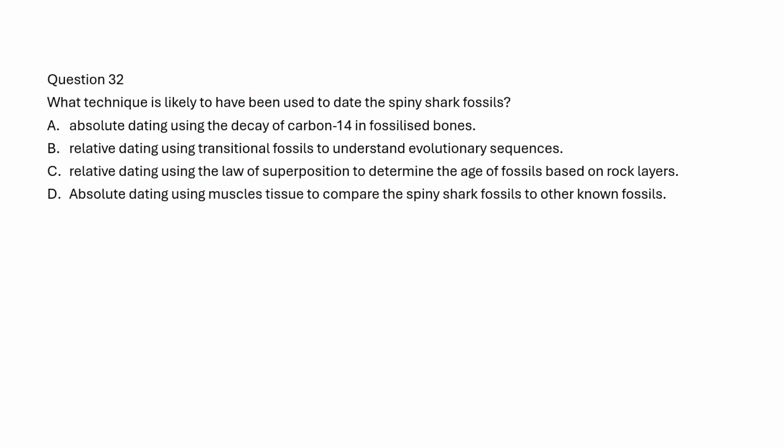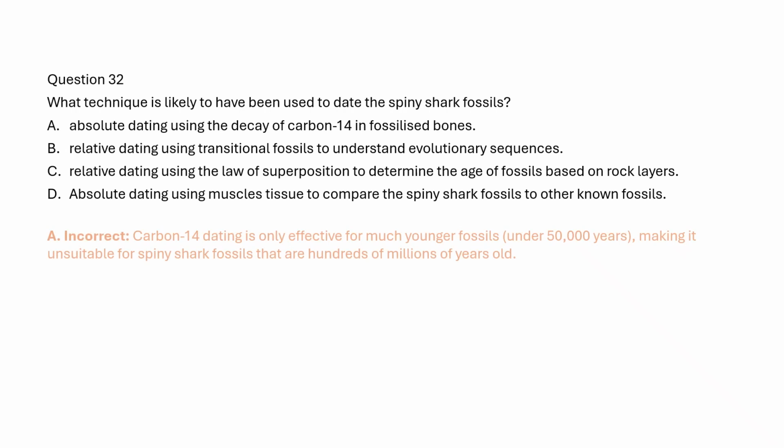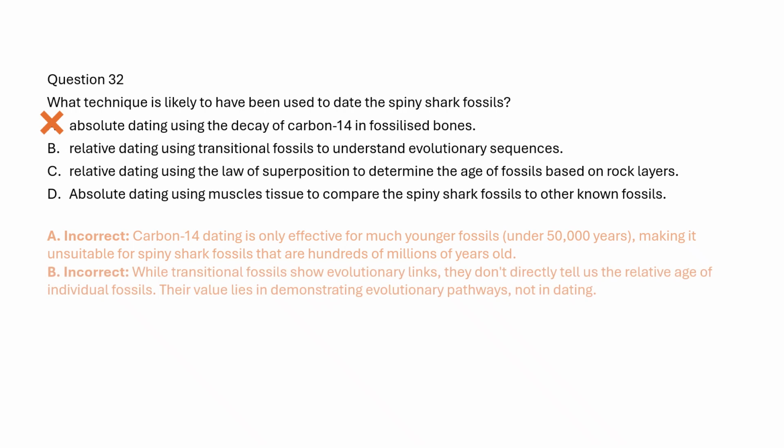A. Incorrect. Carbon-14 dating is only effective for much younger fossils, under 50,000 years, making it unsuitable for spiny shark fossils that are hundreds of millions of years old. B. Incorrect. While transitional fossils show evolutionary links, they don't directly tell us the relative age of individual fossils. Their value lies in demonstrating evolutionary pathways, not in dating.